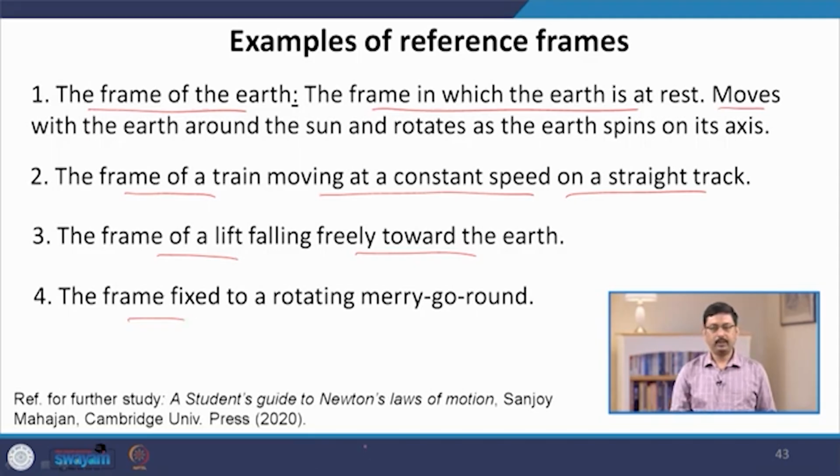Another example that we discussed a while back is the frame fixed to a rotating merry-go-round, in which the observer who is sitting on the merry-go-round is at rest. So, these are examples of possible reference frames. Now, the question is: in which of these frames can you use Newton's second law of motion to analyze problems? So, this is the test.